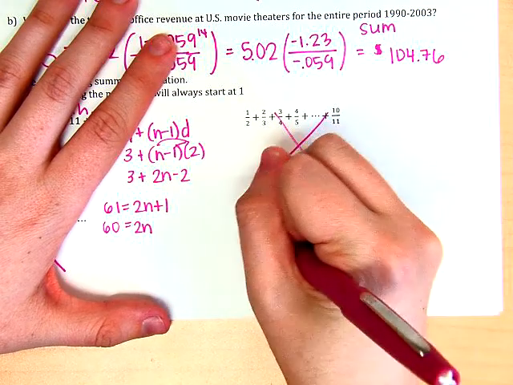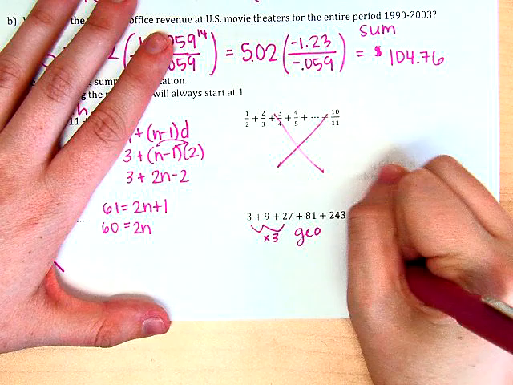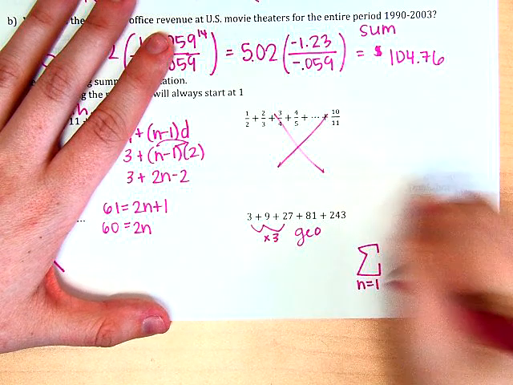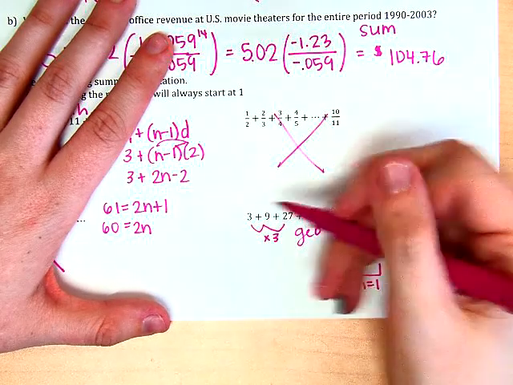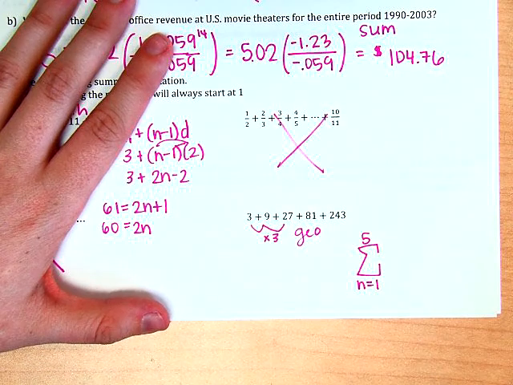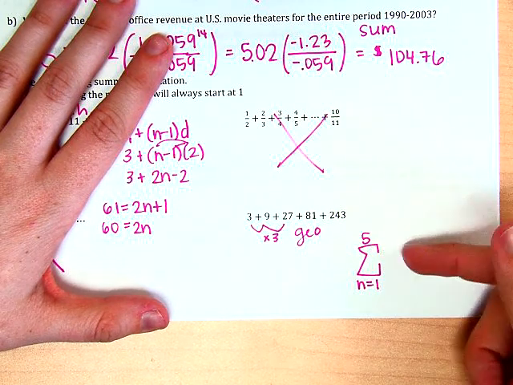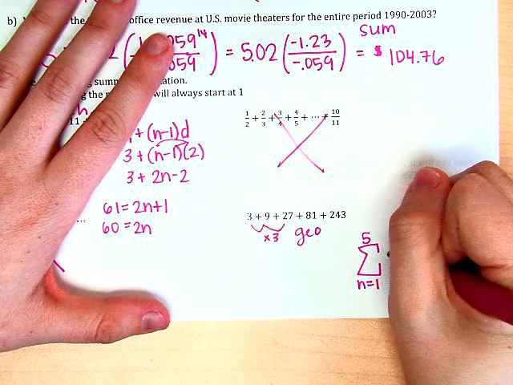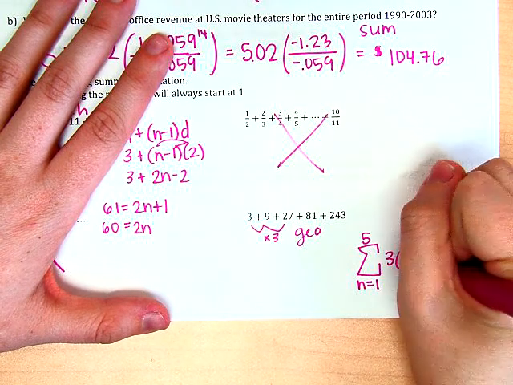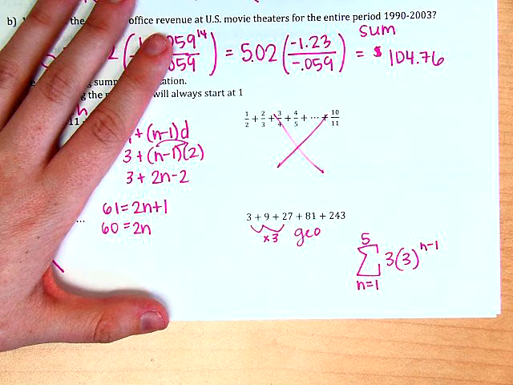Other one here, what's happening, I'm multiplying by 3, so that's a geometric. So if I go to my sum, I always start at 1. And at this one I know 1, 2, 3, 4, 5. I'm adding up 5 terms. Adding up the first 5 terms. Now I just got to put in my rule. My rule here is always my first term times my ratio to the power of n minus 1.